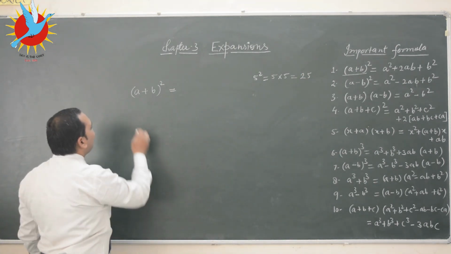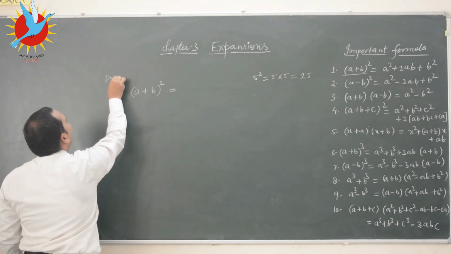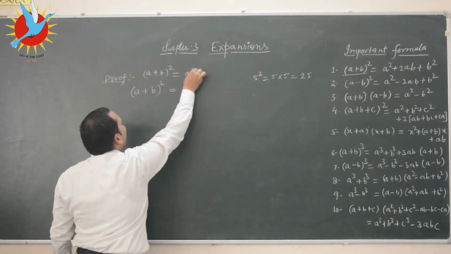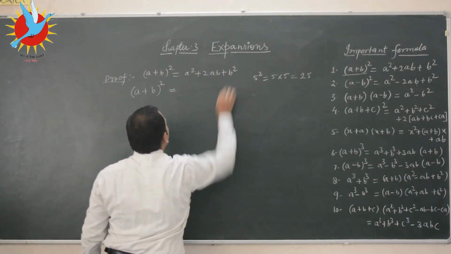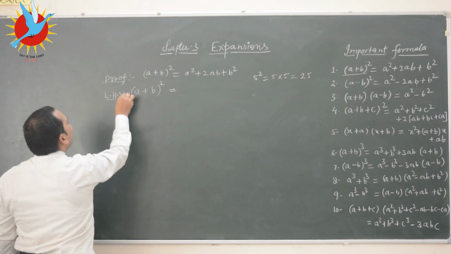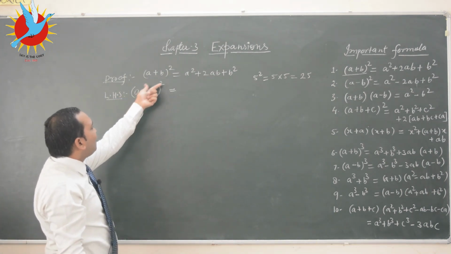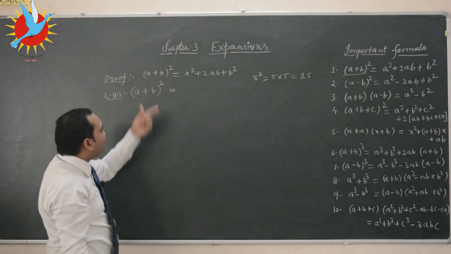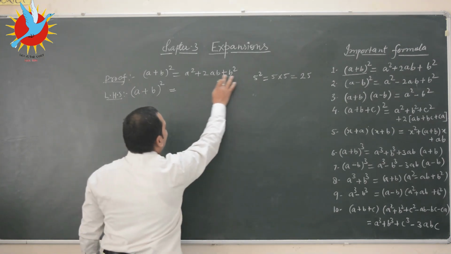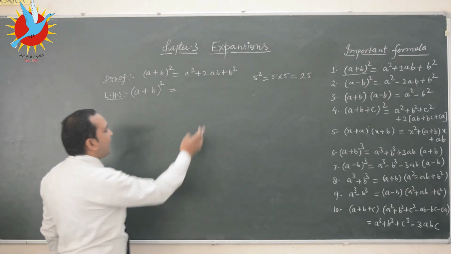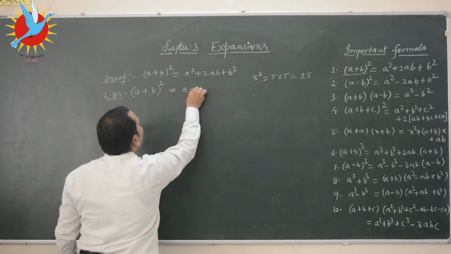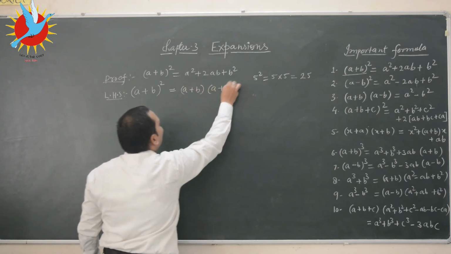Similarly, we multiply here. How do we prove that (a + b) whole square is equal to a square plus 2ab plus b square? It means on the left hand side we multiply the value of (a + b) whole square, meaning (a + b) into (a + b), and the product should be a square plus 2ab plus b square. So first we multiply like 5 square. 5 square means 5 into 5. So (a + b) whole square is (a + b) into (a + b).